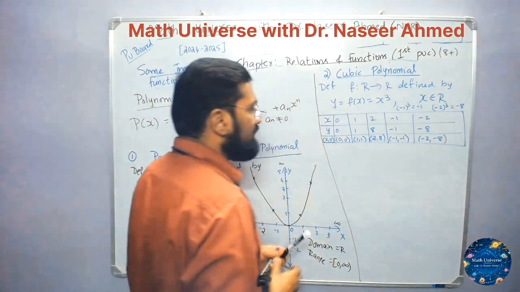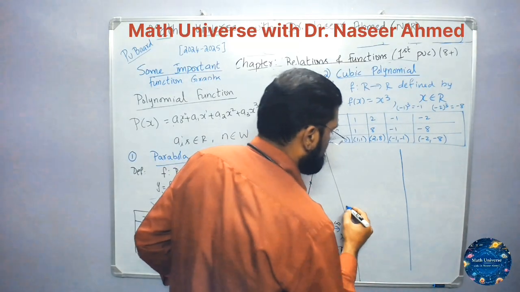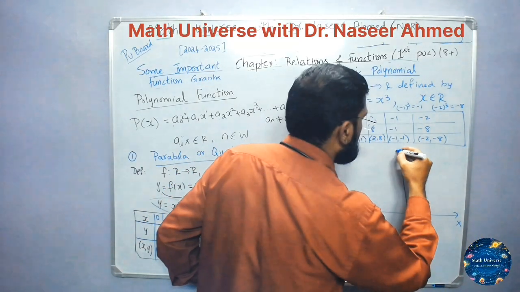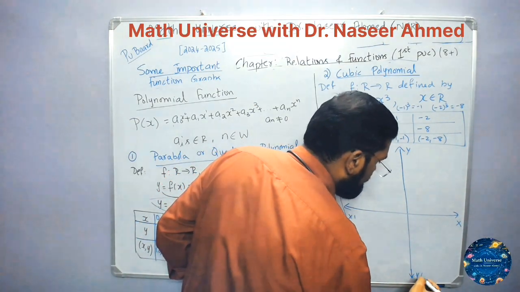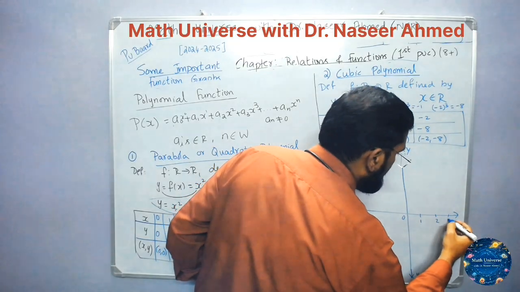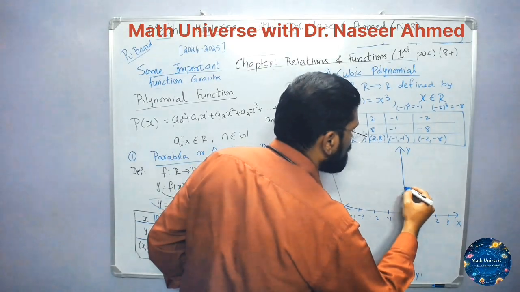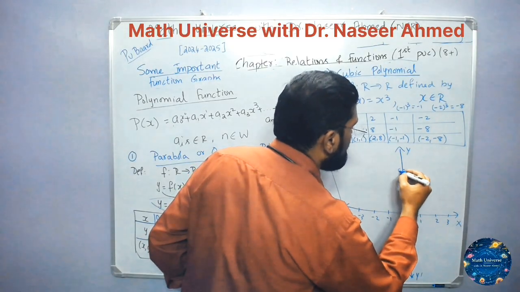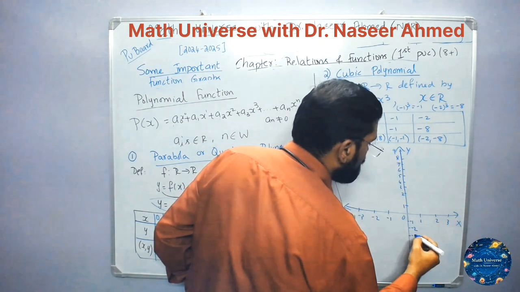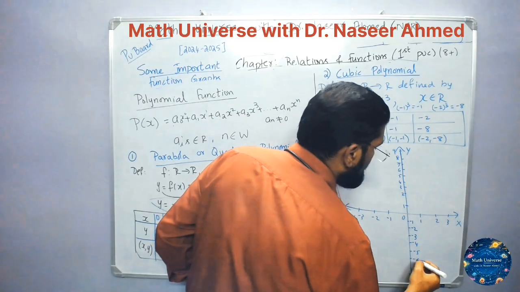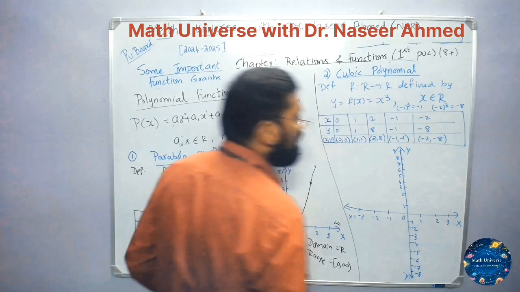Let us try to plot the graph for this. See carefully. Listen carefully. 1 here, 2 here, 3 here, minus 1, minus 2, minus 3, 1, 2, 3, 4, 5, 6, 7, somewhere here 8, then 9. Similarly, minus 1, minus 2, minus 3, minus 4, minus 5, minus 6, minus 7, and somewhere here minus 8. There is a y dash here.